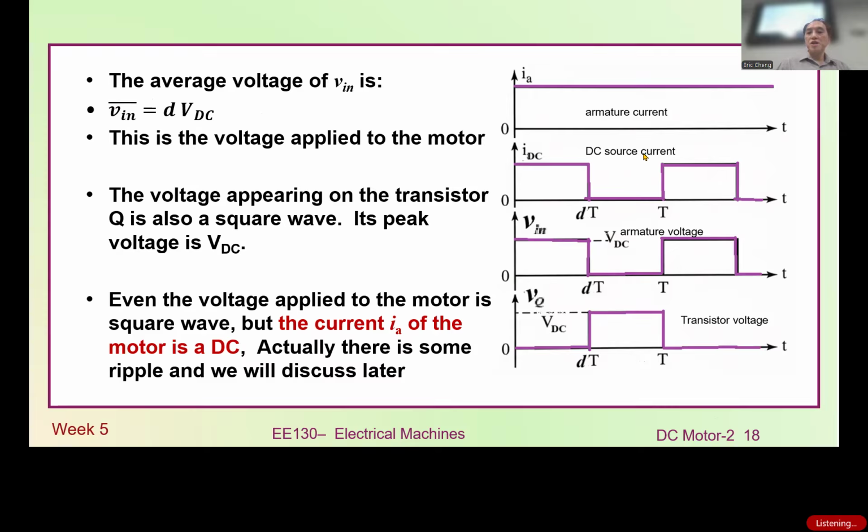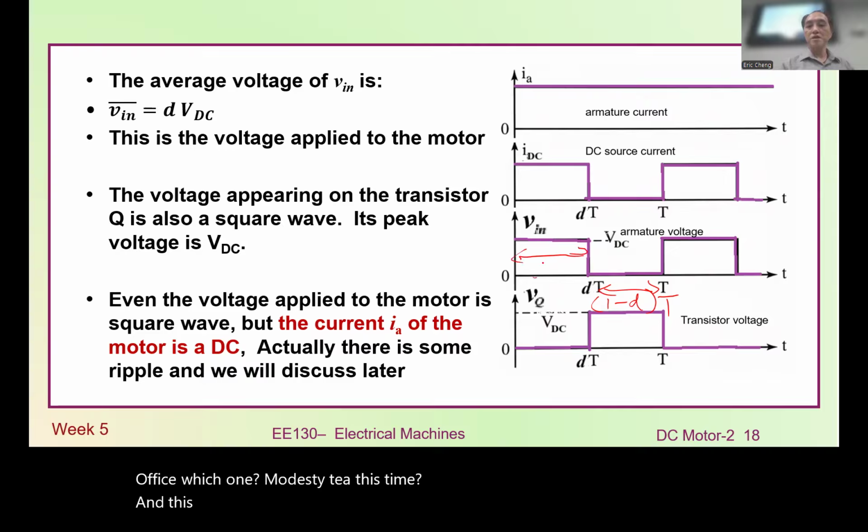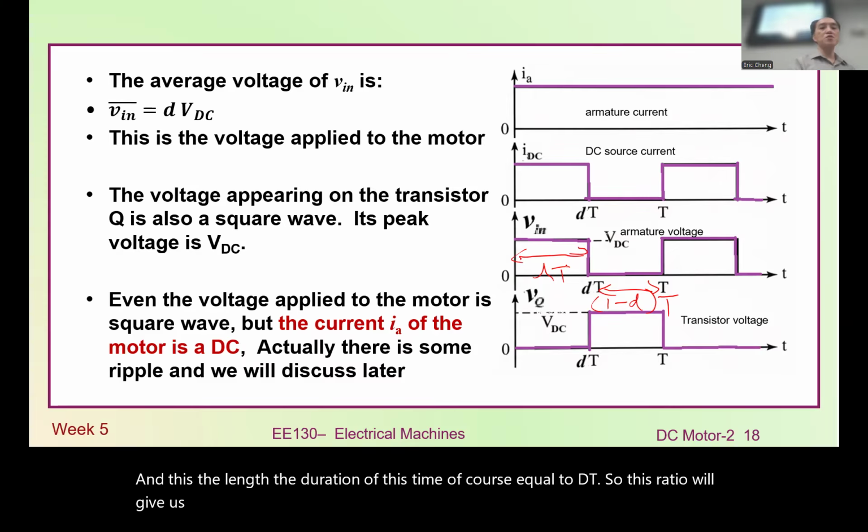So the supply voltage will be in such a square shape. The peak voltage applied to the motor will be the source voltage VDC, and we turn on for dt of the time, and then we turn off. This period of time will equal 1 minus dt. And the duration of the on time, of course, equals dt. So this ratio will give us the average voltage to the motor.